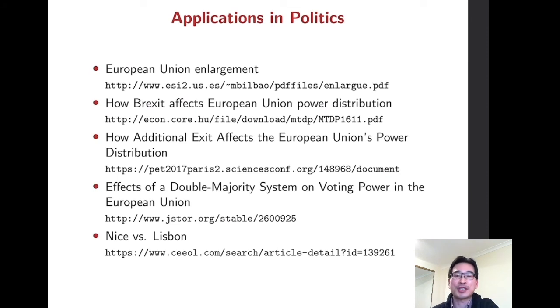There are many interesting applications in politics. So for instance, you can find how bargaining power or the power index has changed or will change. And you can also consider what's the impact of Brexit on the European Union power distribution and how an additional exit would affect the European Union's power distribution and so on. And this double majority system and the Nice and Lisbon voting systems are a little bit advanced topics in politics, but if you are interested, you can study those applications.